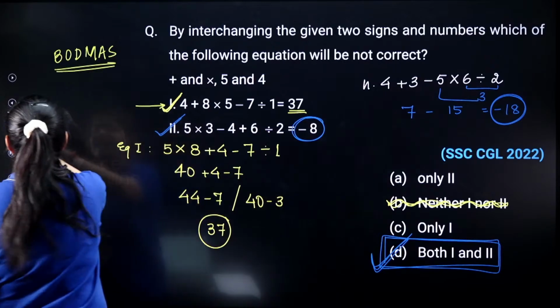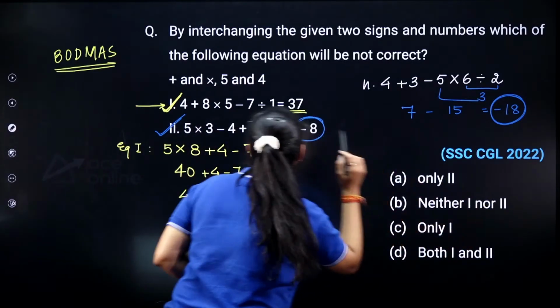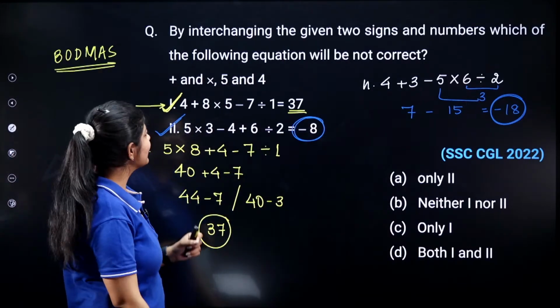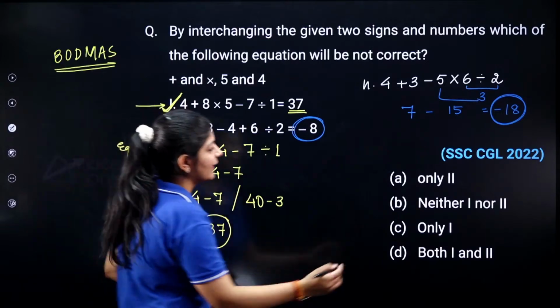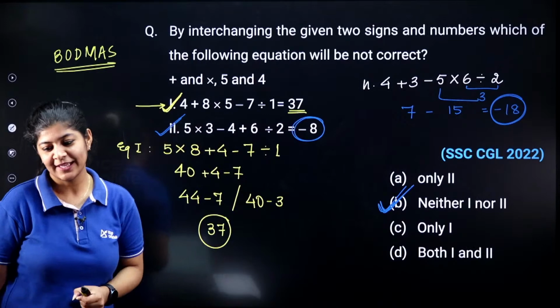Okay, that's my bad. Basically here we need to find out the equation which is not correct. Basically both the equations are correct. So the correct answer over here is option number B, not option number D. That's my mistake.